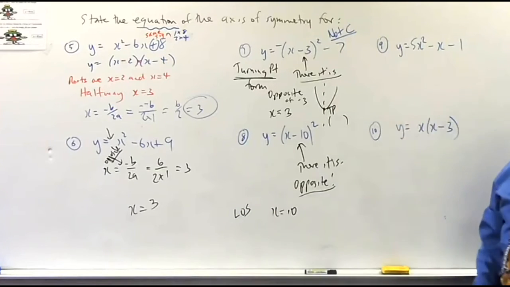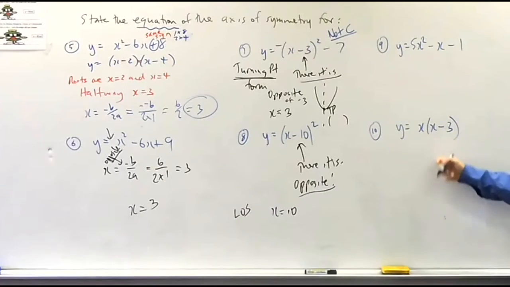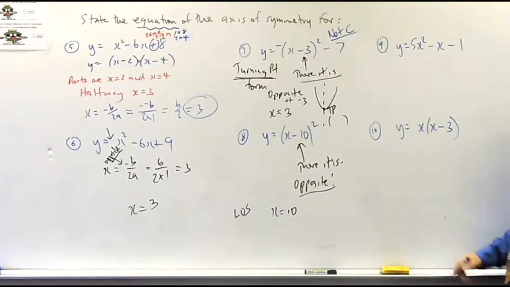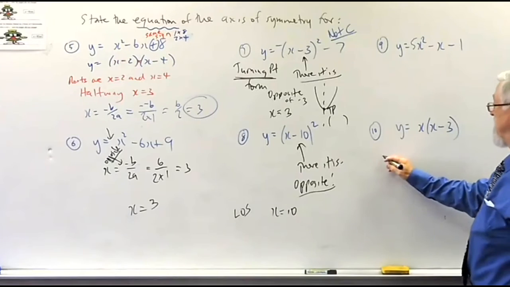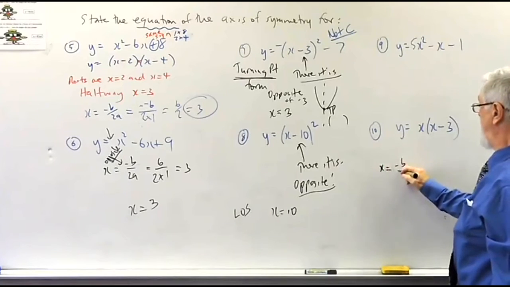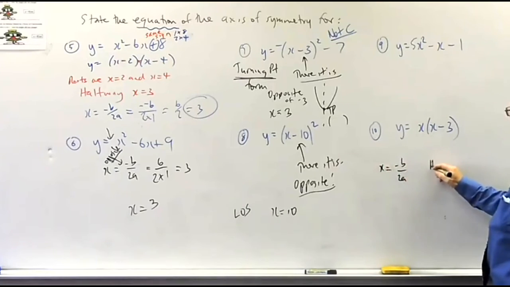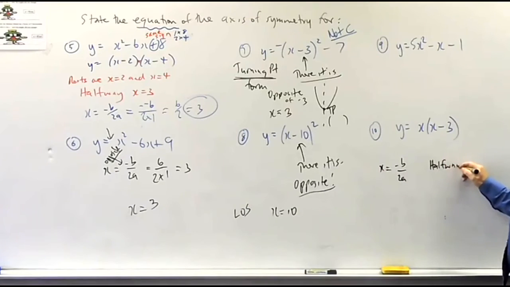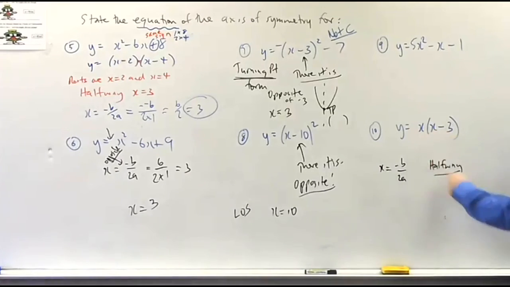That one, minus b on 2a. That one, I don't know. Ethan, what do you do with this one, mate? I don't actually know. There's two possibilities. You can use this, or you can use halfway between the roots. So what are the roots for this one? What are the x-intercepts? Ethan?